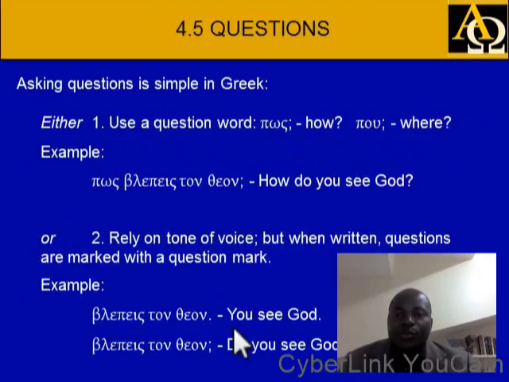Asking questions is simple in Greek. You can either use the question word, pos, which is how, or pou, where. Pos blepeis ton theon, how do you see God? Even in that sentence, the question mark still appears. You also can rely on the tone of the voice, but when written, questions are marked with the question mark. Blepeis ton theon, you see God. Blepeis ton theon, do you see God?